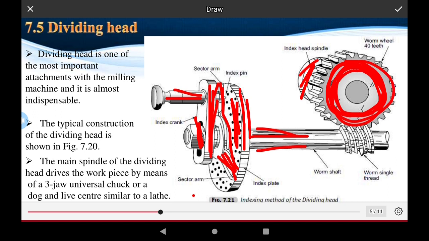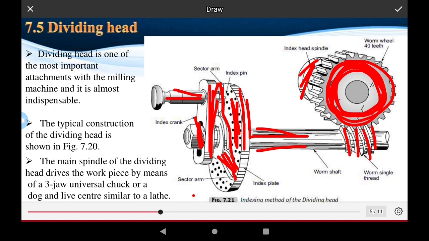The worm wheel is used for the rotations of the work, and this is the single-thread worm. This thread is also for transmission of the power. The worm's thread is also for transmitting power from one shaft to another shaft by the help of the worm gear.